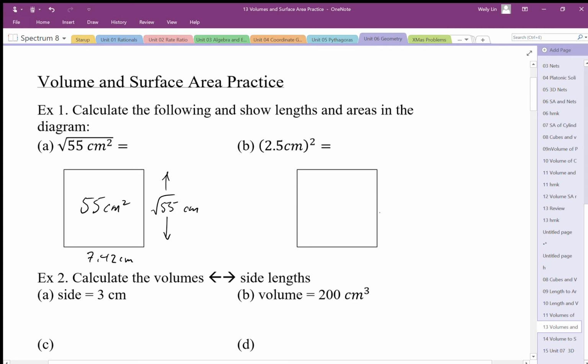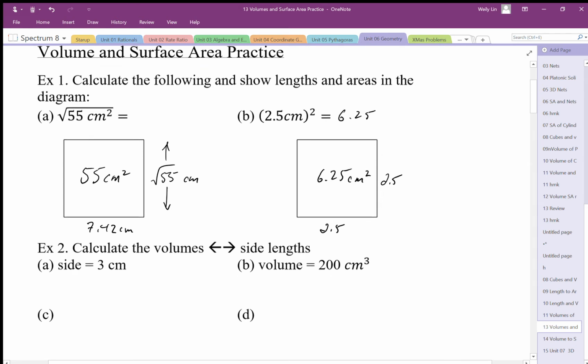When we square something, we take a side length and square it. So this 2.5 represents side length, and when we square it, we get 6.25. The 6.25 represents the number of squares inside that object or that square.